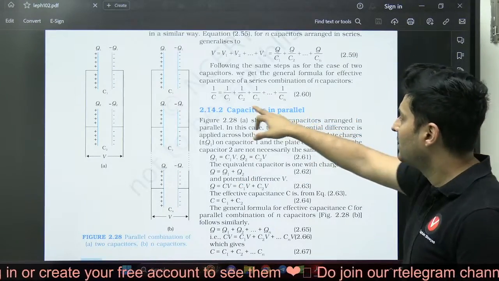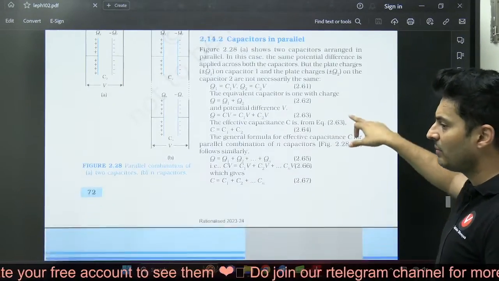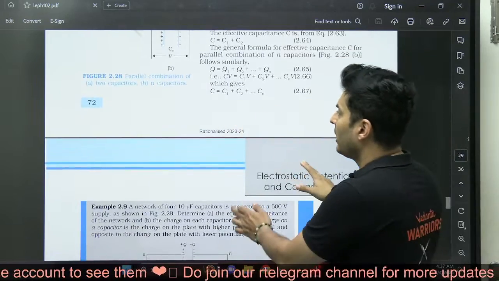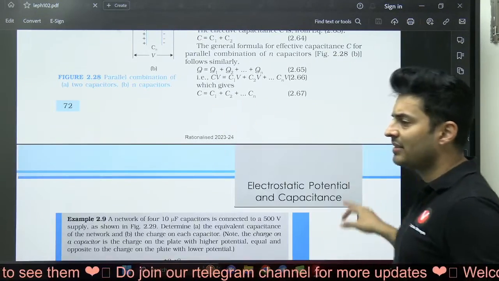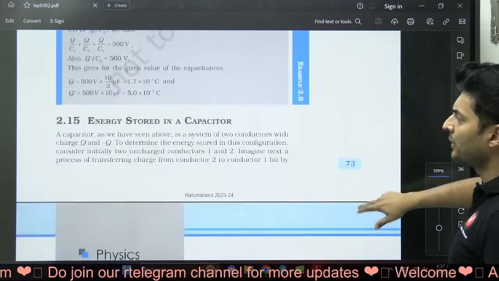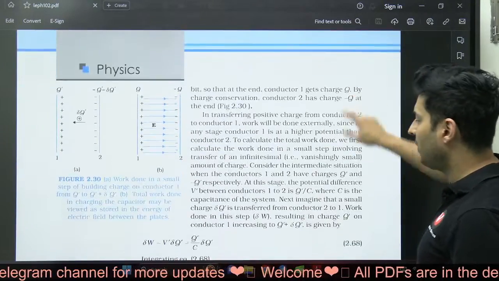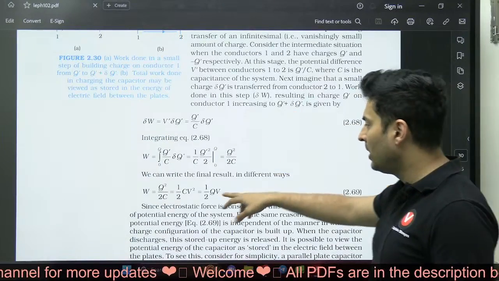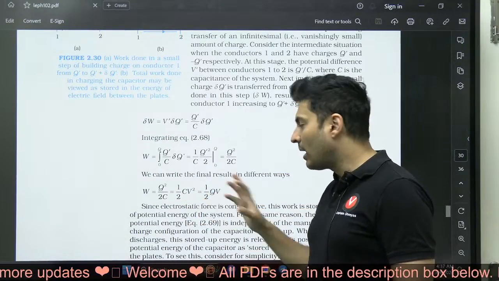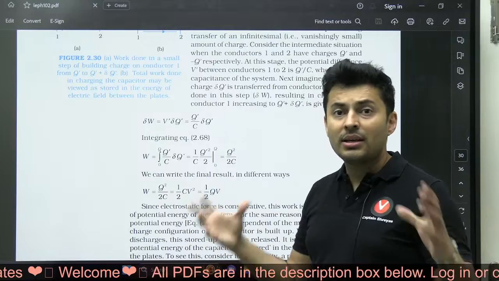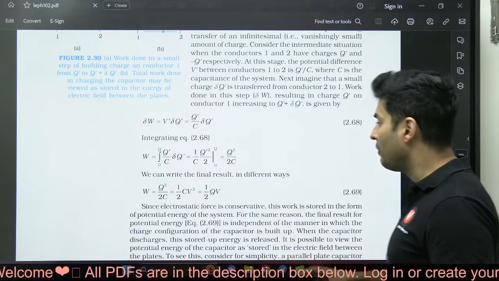You can see it. This is for series, 1 by C1 plus 1 by C2 plus 1 by C3. When you are in parallel, you just add the capacitances, C1 plus C2 plus C3 and so on and so forth. Energy stored in the capacitor formula and the derivation, both important. Okay, the formula is half CV square or half QV or Q square by 2C. This energy is stored in electrical form. Keep this in mind.